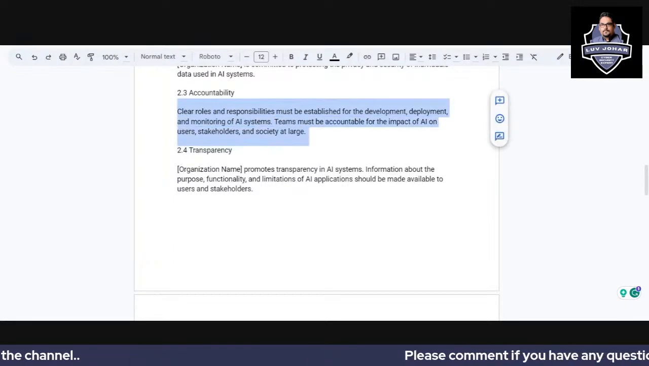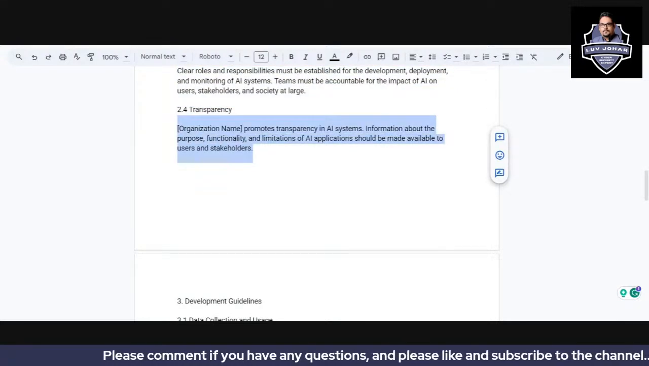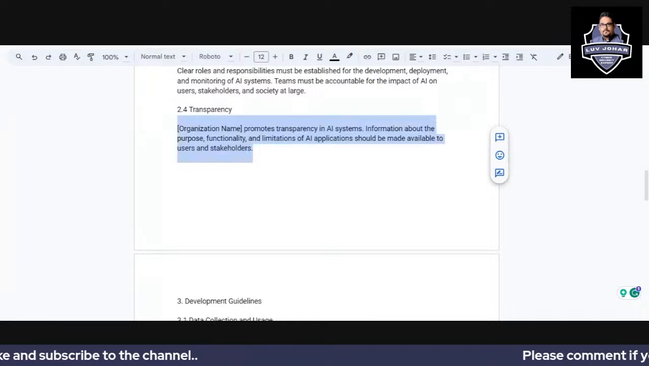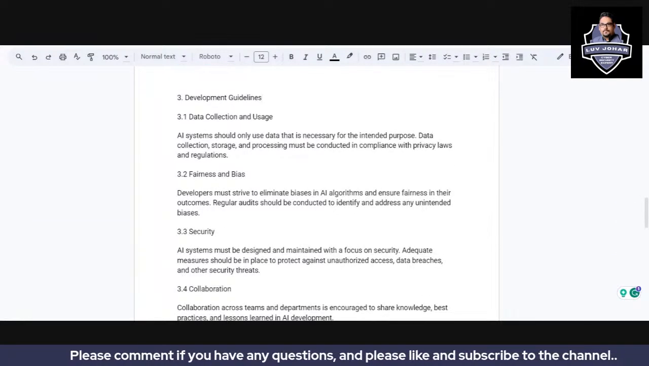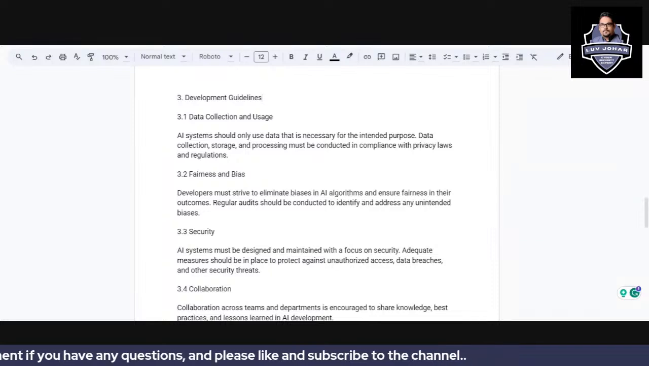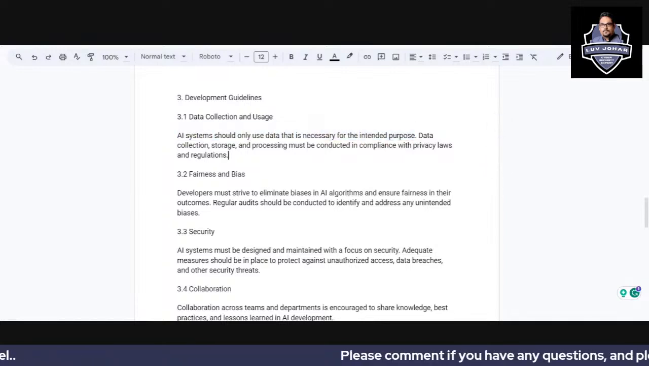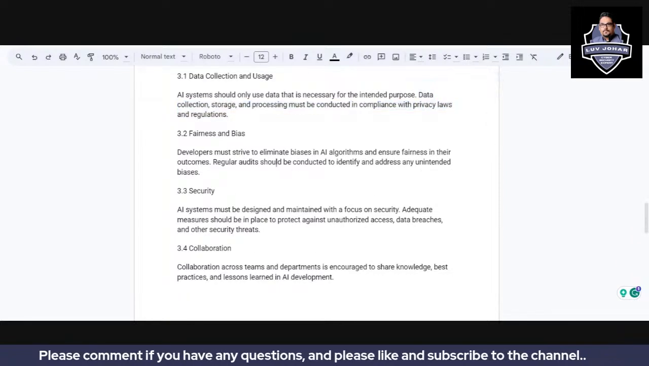Accountability, again very important in this policy. And transparency is again very important when you create any AI system, so that you have a clear understanding of what is happening and what data is used for testing and development, and what test data is being given to the AI system as the feed. All this has to be clearly mentioned. Okay, what are the development guidelines? You have to mention how data is being collected and used. Again, it should be used only for the intended purposes and must be conducted in compliance with privacy laws and regulations.